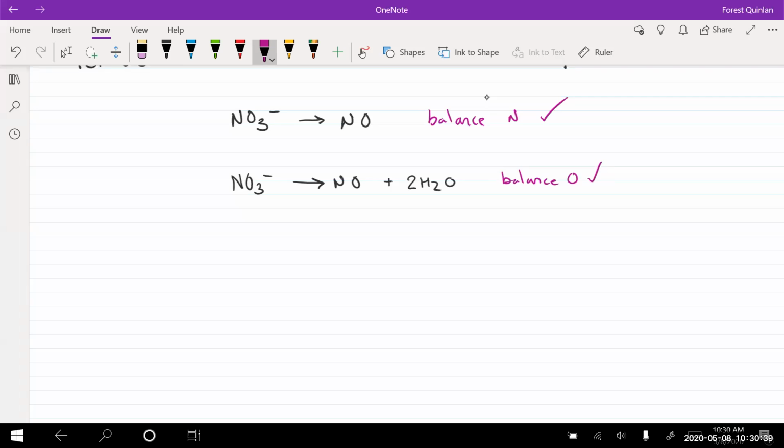Next, we need to balance the hydrogens. So I have NO3 minus goes to make NO plus 2 H2Os. And of course, we're going to balance the hydrogens. How many hydrogens on the left? 0. On the right? 4. So I need to add 4 H pluses to balance them.